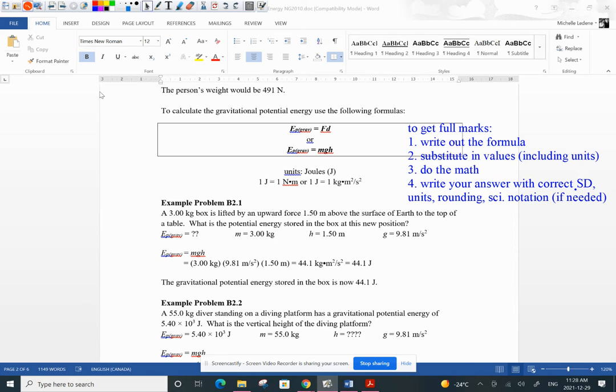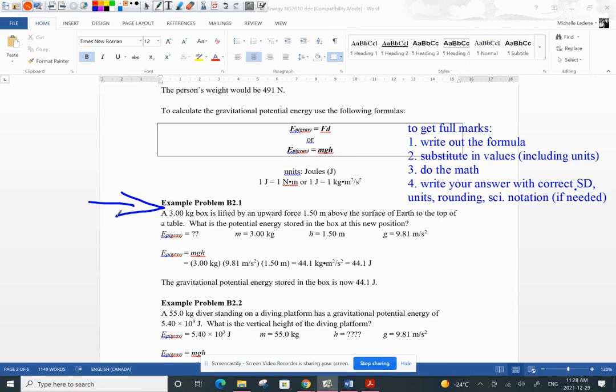Remember, when you are doing your problems, you write out your formula. Even before you do that, read the question, write out all what you have given and what you're looking for. Again, there's no marks for that, but that helps you to organize your answer. Once you've got your formula written out, some are going to be easy. Example problem B 2.1 here is just a straight plug and chug.